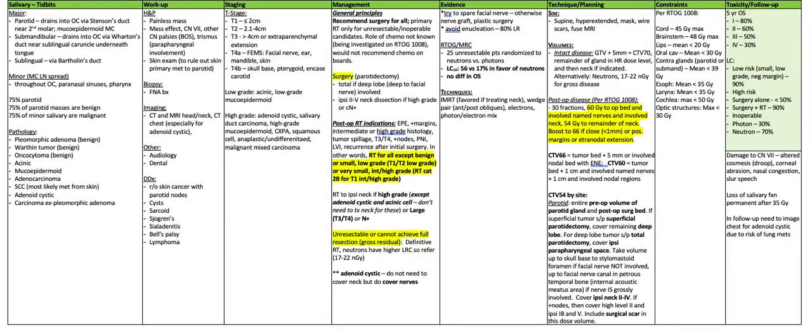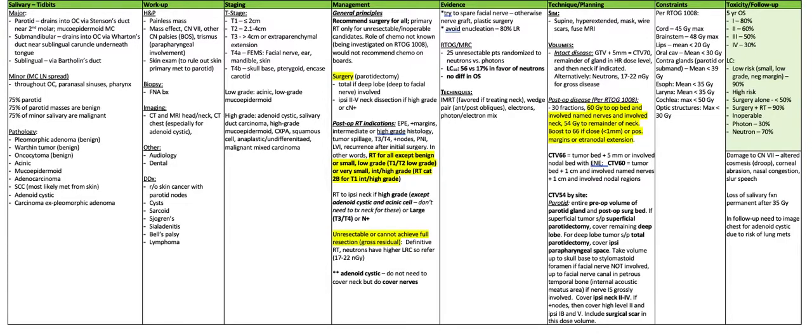The role of chemotherapy is currently not known, being investigated in RTOG 1008. Would not recommend chemo on boards. Surgery should be parotidectomy, total if there's deep lobe involvement, meaning deep to the facial nerve. Do ipsilateral levels 2 through 5 neck dissection for high grade or clinically node positive disease.